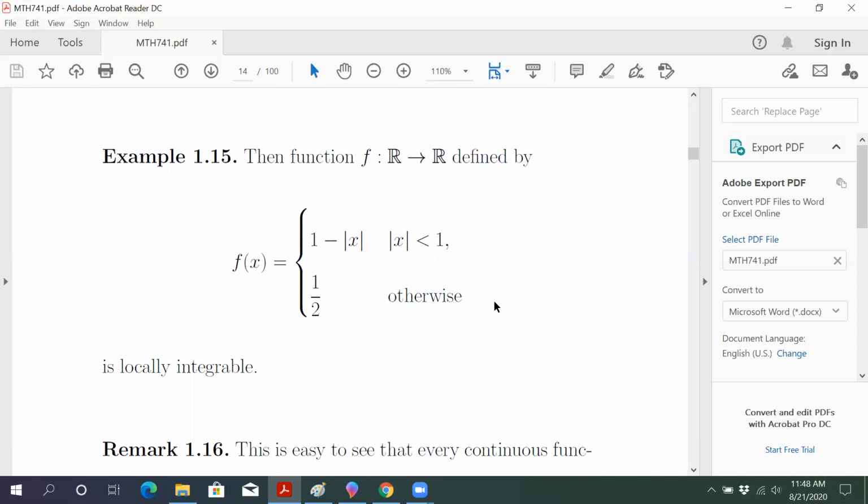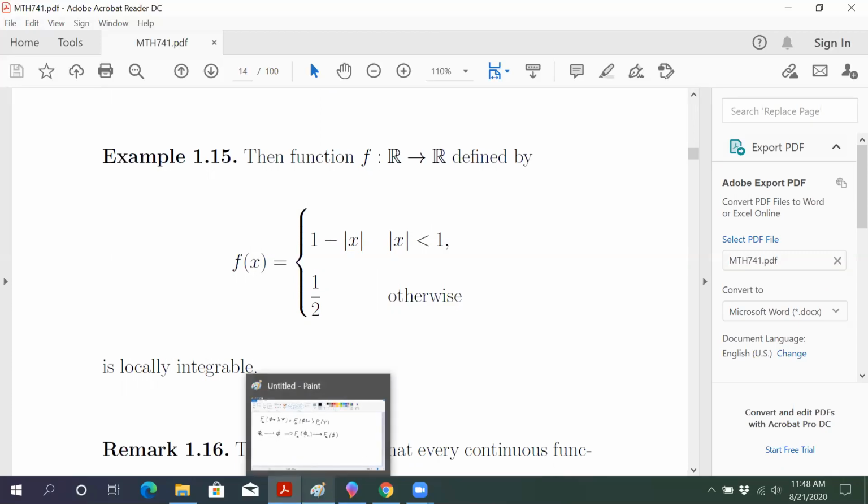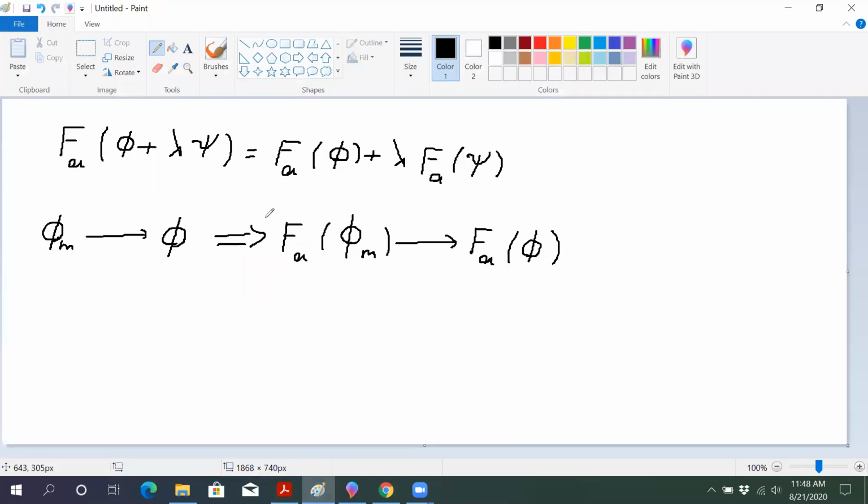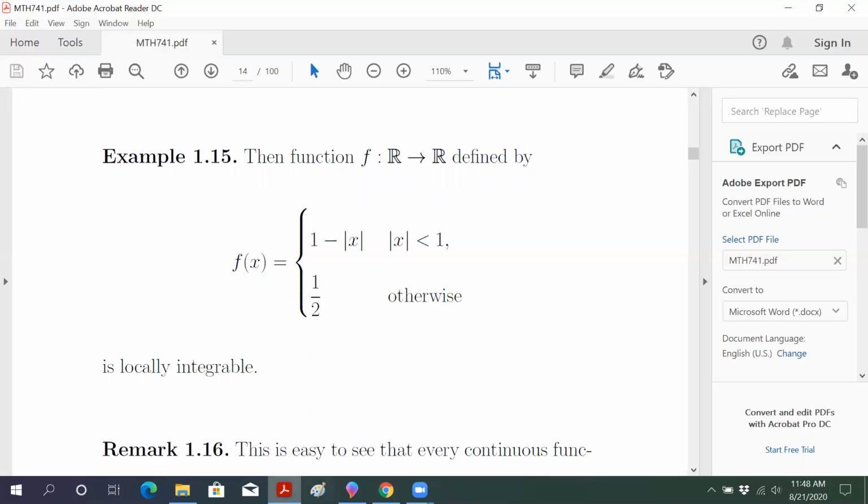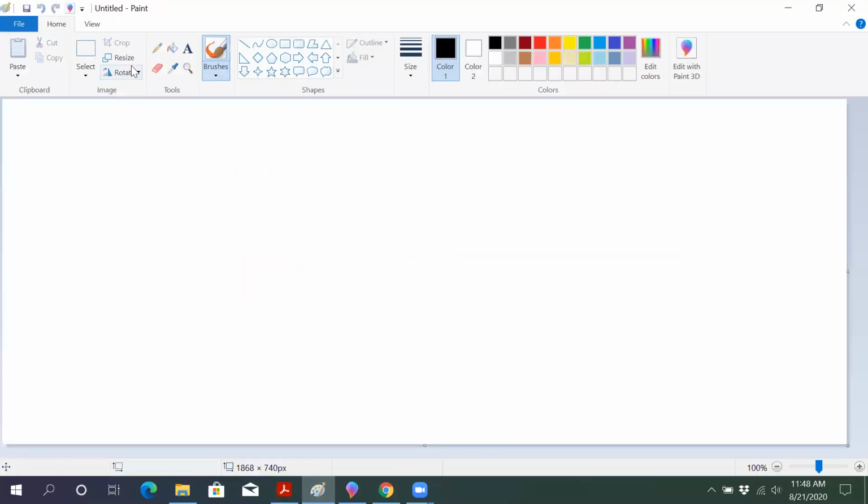Okay, shall we see the graph of this function? Here. Okay, let me just close it and open a new page, not to waste the time for erasing. Okay. I think it's easy for you. Let's see the graph of this function.